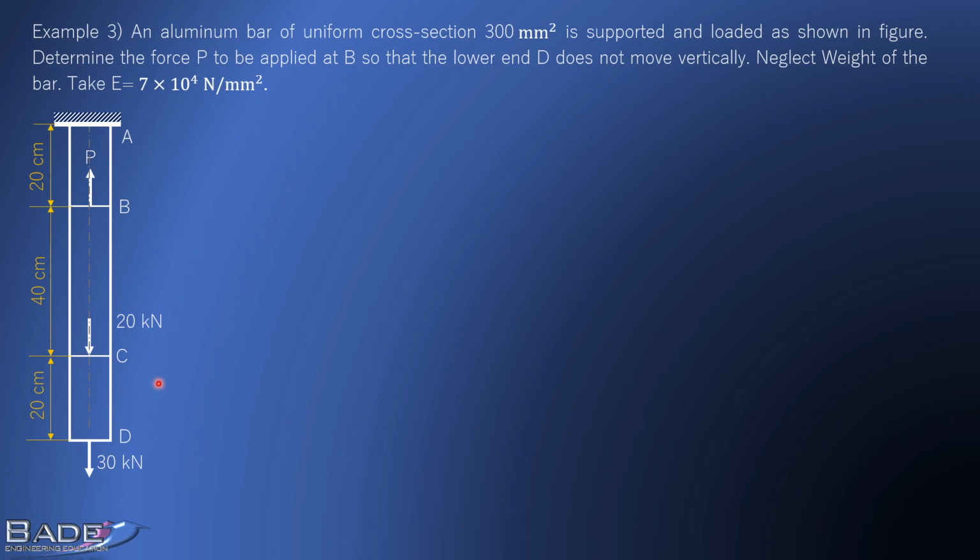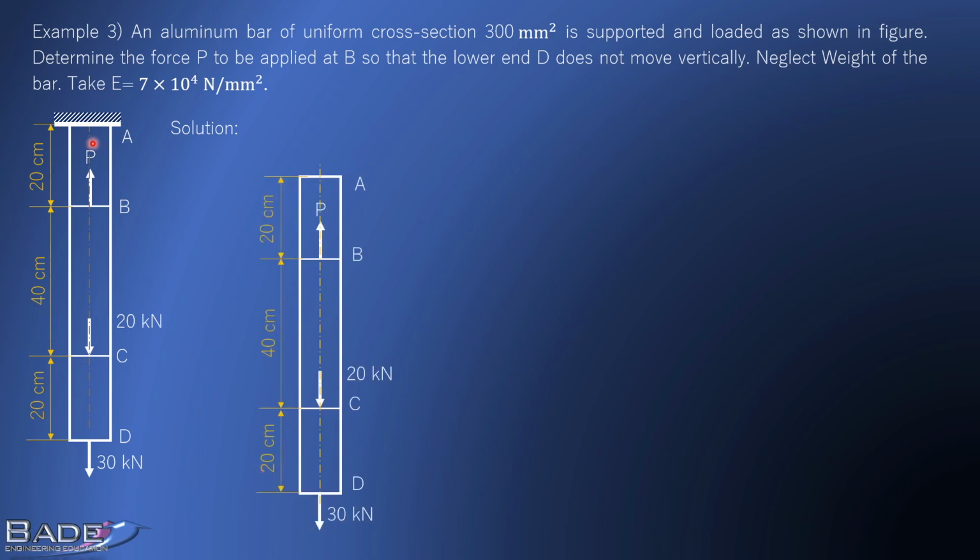What is given in the problem? And what is asked in the problem? Find force P so that there is no displacement of point D. What does that mean? It means that after application of these three loads, the overall change in length of this bar is 0. So delta is equal to delta 1 plus delta 2 plus delta 3, so that delta is 0. Let's solve the problem. Check what the data is.